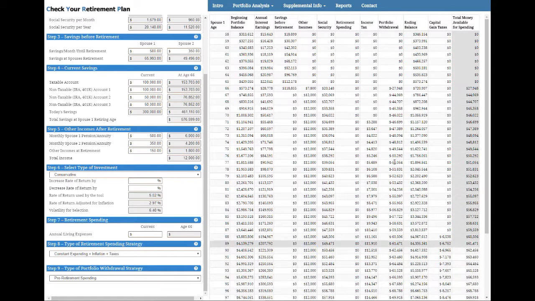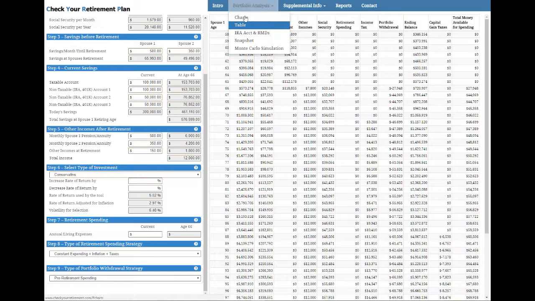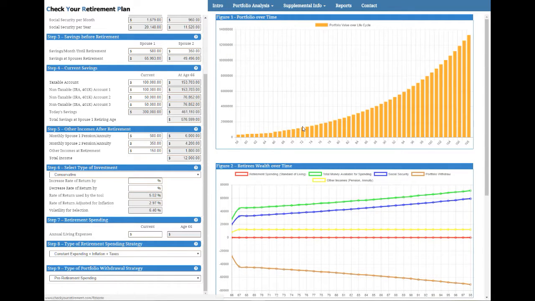For Step 7, go to Portfolio Analysis and select Charts. Here you can see that savings keep growing and growing to the point that at age 100, the savings are $8.3 million. Now there's nothing wrong with that amount. The reason is that the money has not been taken out of the account because retirement spending in Step 7 is 0.